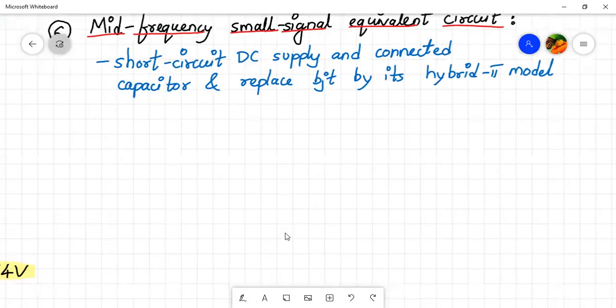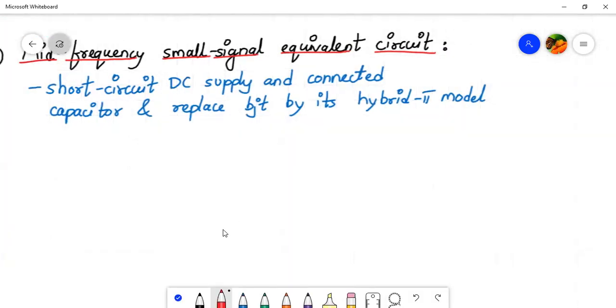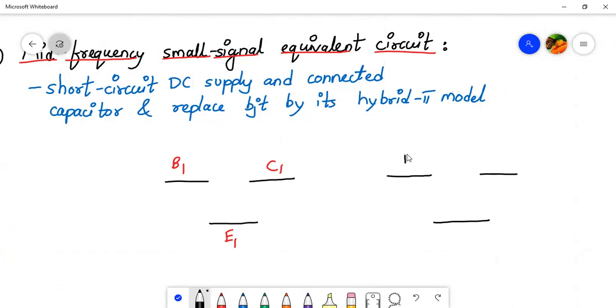So I am drawing the hybrid pi model for Q1 and Q2. First, let me start with base 1, collector 1, and emitter 1. Let me mark base 1, collector 1, emitter 1 here. Similarly, I leave some space and draw it for the second stage: base 2, collector 2, and emitter 2.